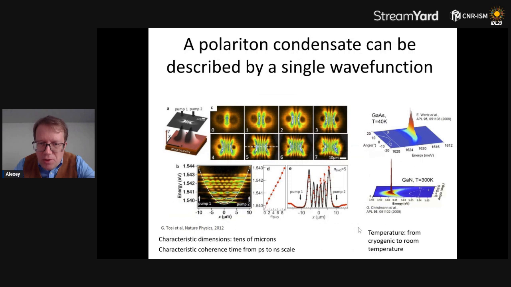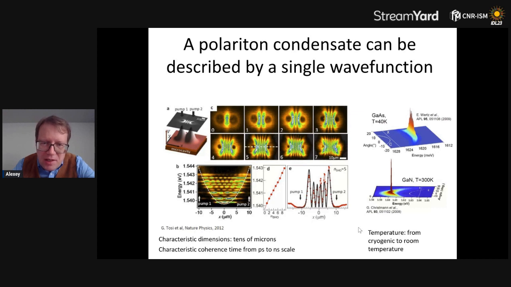So how can it be used? The first idea was to make low-threshold lasers, and indeed lasers were made, but the niche for applications of polariton lasers is not so large. However, when working on lasers, we discovered that actually this is a fantastic system to play with wave functions.